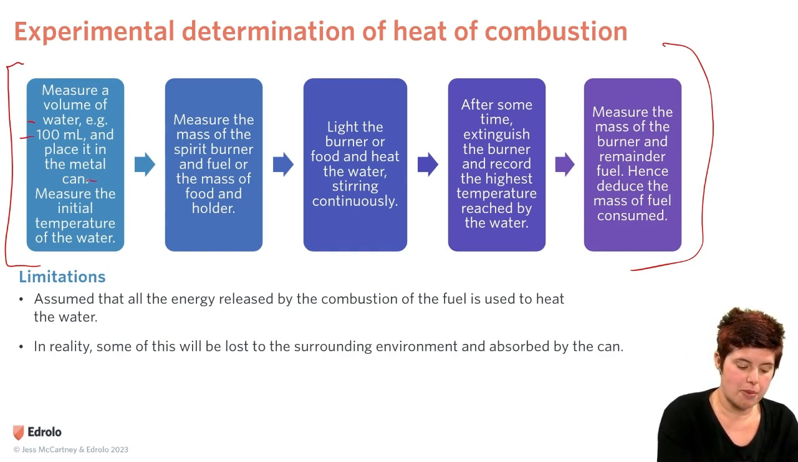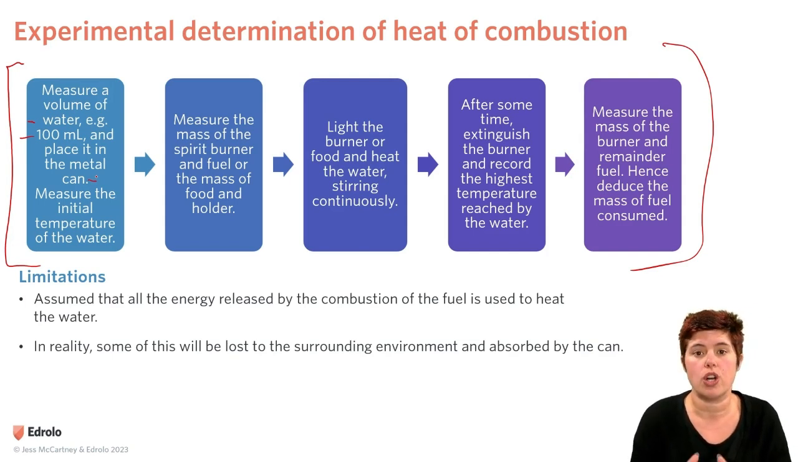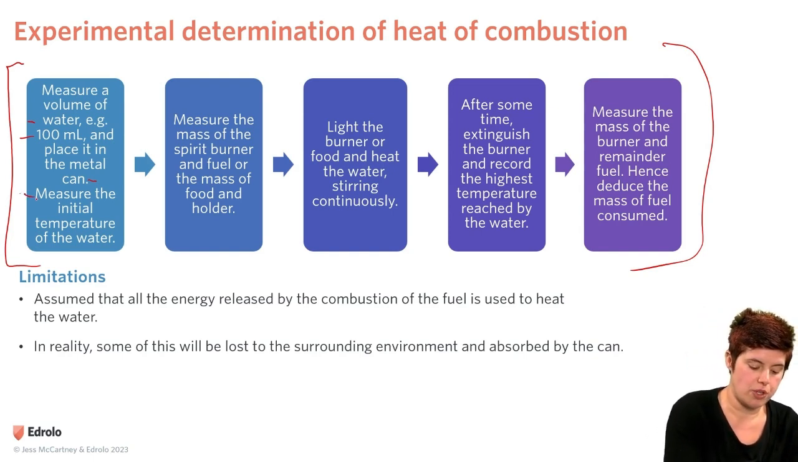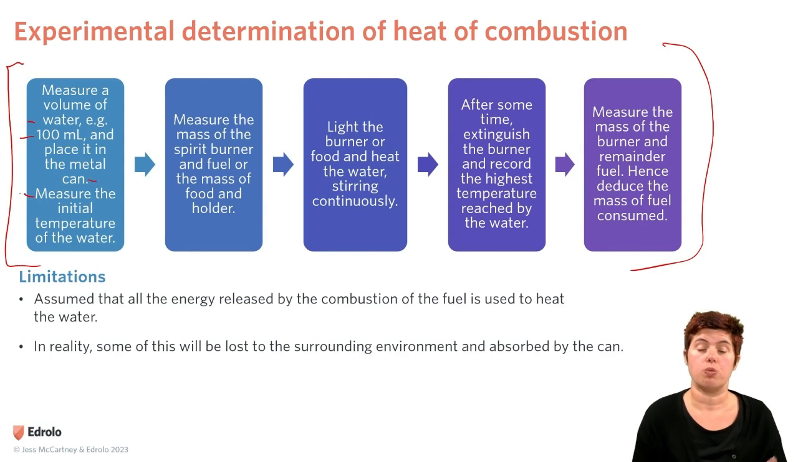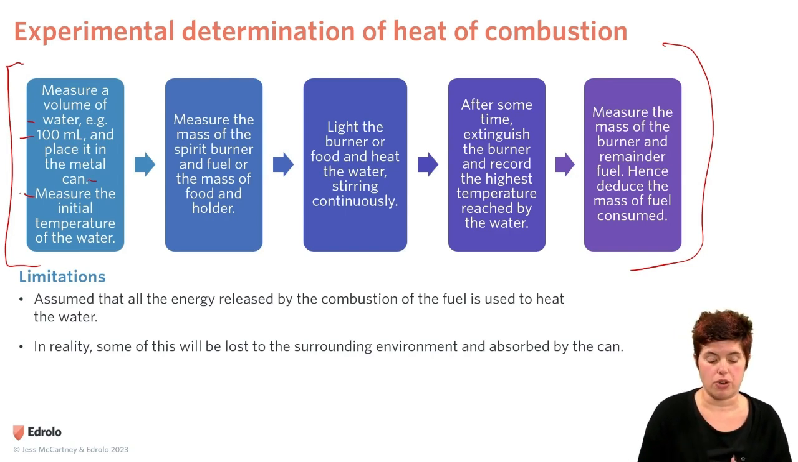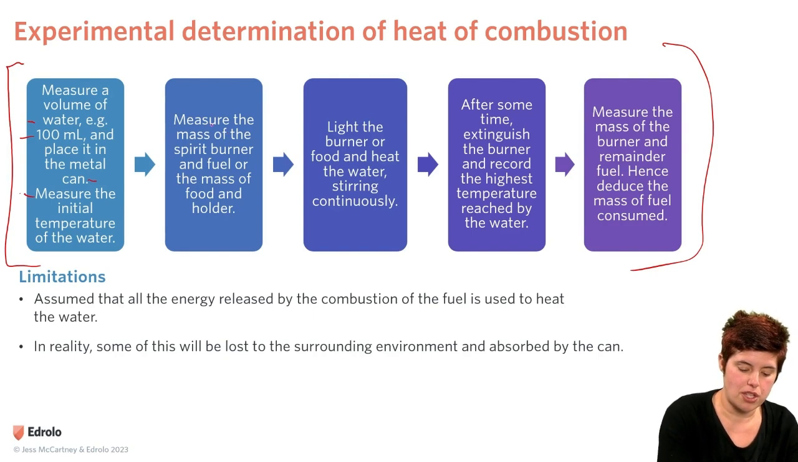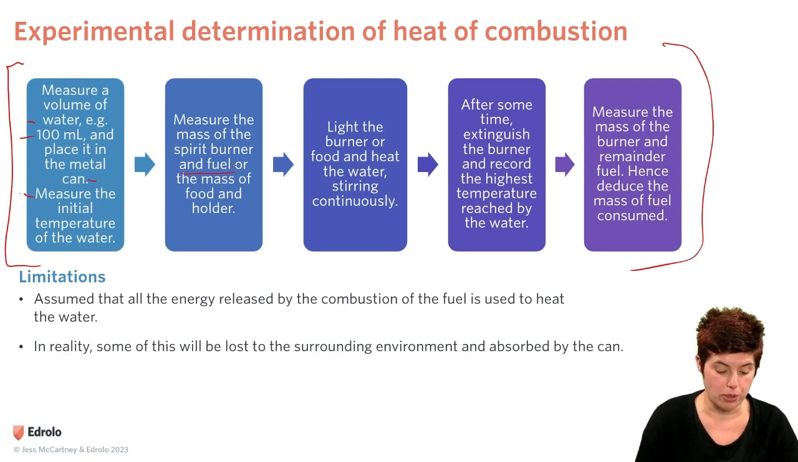It says metal can, but this can be different depending on what type of apparatus you have. You can do it in beakers and things like that, but you do need to take into account heat loss when we're using glassware instead of metal with lids and all that. We're going to talk about that further. And then we're going to measure the initial temperature of the water. So before anything happens, what is the temperature of the water? And this needs to be done every single time because that temperature of the water will change, especially if you're doing repeat trials. The next step is to measure the mass of the spirit burner and the fuel. Okay, so how much fuel you're actually burning.